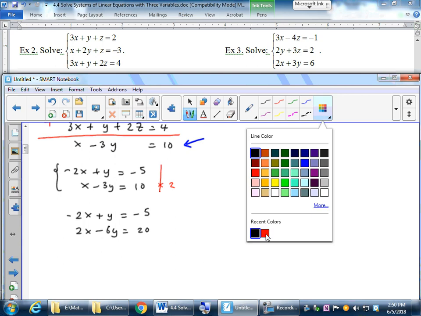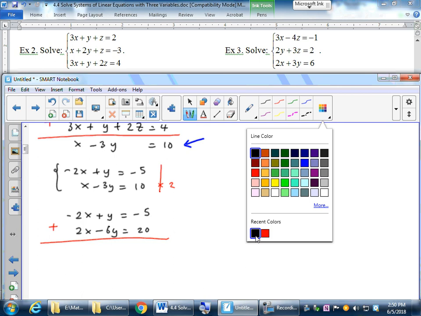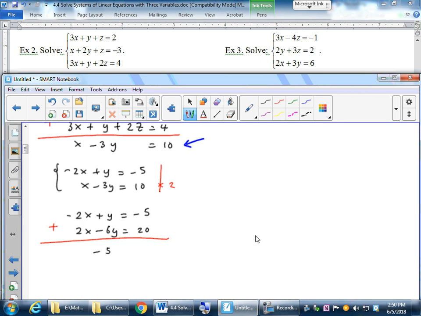Now add up the equations together. That gives us negative 5y is equal to 15. So therefore my y is equal to negative 3. Now we found the value of y. And we're going to use this value of y and plug it back into an equation that has two variables to look for the other one.